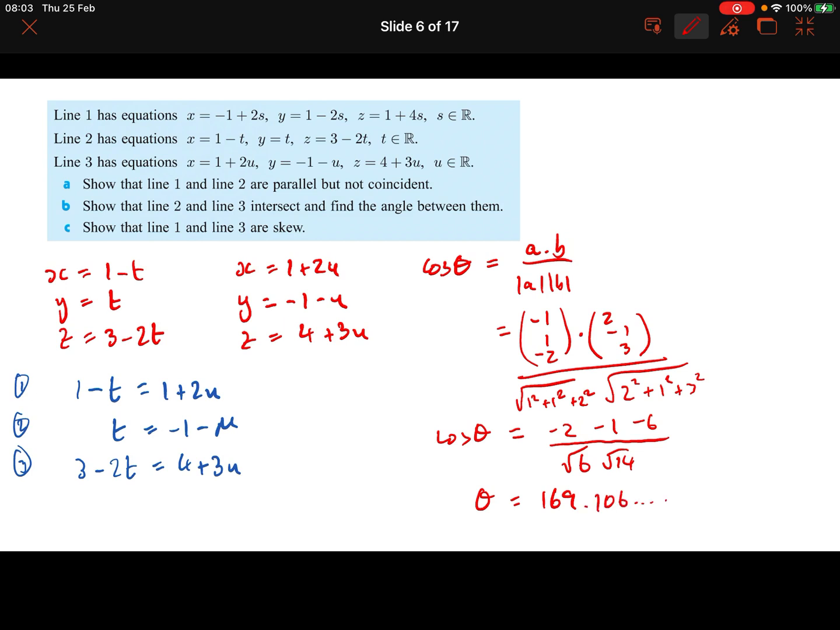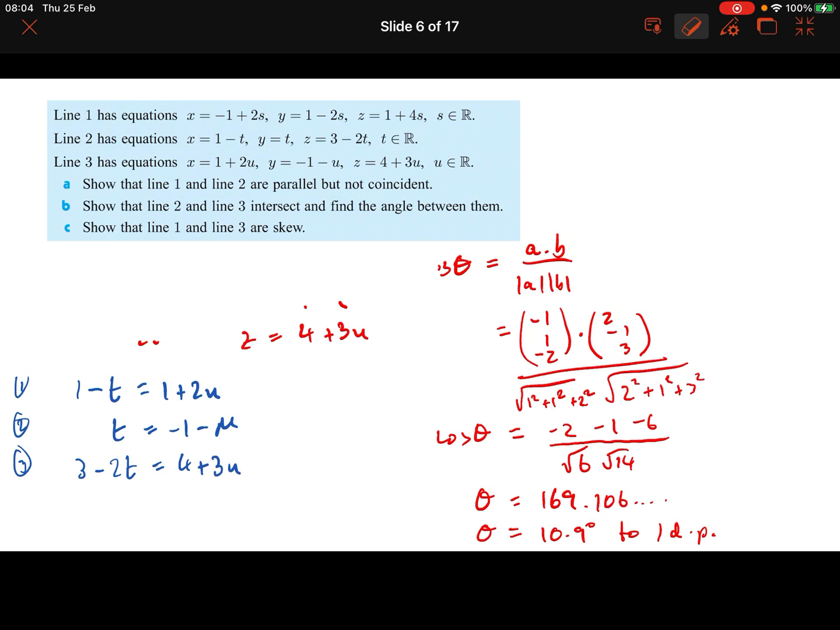Okay, and it tells me that that's 169.106. So obviously, remember, there's always two angles between any two lines. There's an obtuse and acute angle. So I found the obtuse. So all I need to do is do 180 minus my answer, and I find out that theta is equal to 10.9 degrees to 1 dp. That's the acute angle between the two lines. Okay, so hope that makes sense. We learnt that before the mock exams.